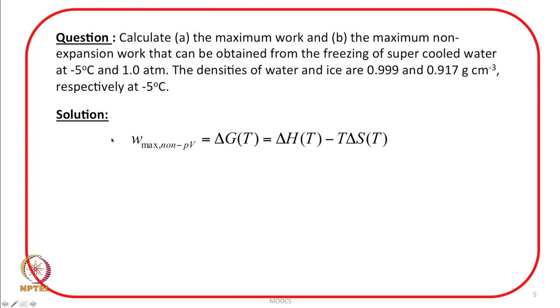Take a look at the slide. Let us first calculate the maximum non-pressure-volume work. The reason for calculating the maximum non-pressure-volume work first is that if we have the information on delta G, it is easy to then calculate delta A from the given information. And to calculate delta G, we need information on delta H and we need information on delta S at minus 5 degrees centigrade. The question is now, how do we get the information at minus 5 degrees centigrade? Let us see.